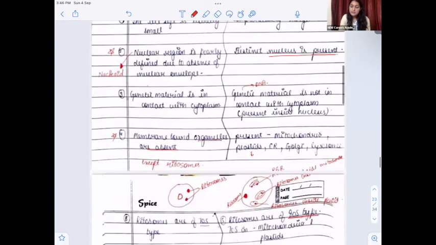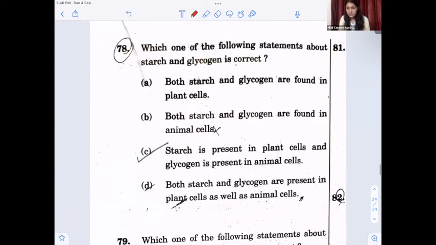Next question, which one of the following statements about starch and glycogen is correct? So we know two things. Starch is storage material in plant cells and glycogen is storage material in animal cells. So option C is correct.